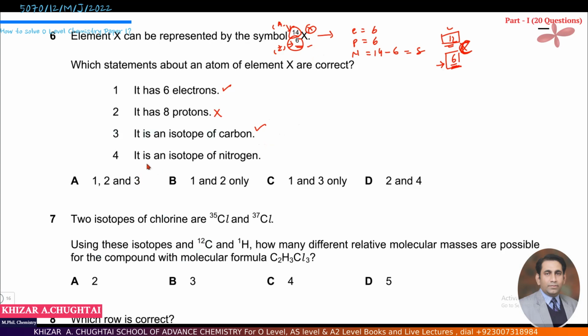Yes, it can be the isotope of carbon. The fourth one, it is an isotope of nitrogen. No, it cannot, because the smaller number must match with nitrogen, and nitrogen's proton number is equal to 7, while it has the number that is equal to 6. So it cannot be the isotope of nitrogen. So 1 and 3 are the two correct options. Overall, C is the correct answer.